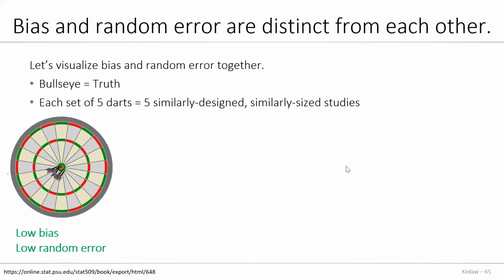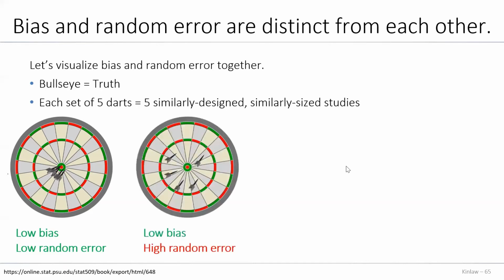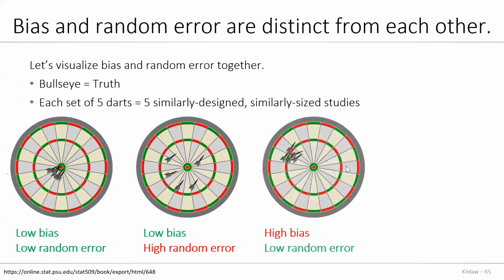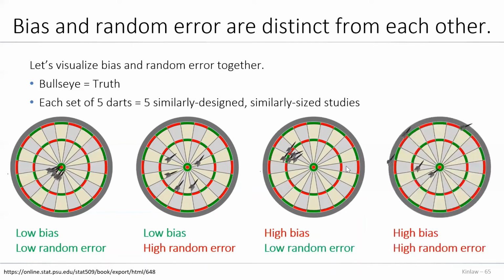The first image shows a low degree of bias. Everything's right near the bullseye, and they're all really close to each other. The second one shows a low degree of bias again. Everything's averaging near the bullseye, but there's higher random error because the darts are spaced farther apart. This one shows high bias and low random error. They're all together, but they're far away from the truth. And this one shows both high bias and high random error.